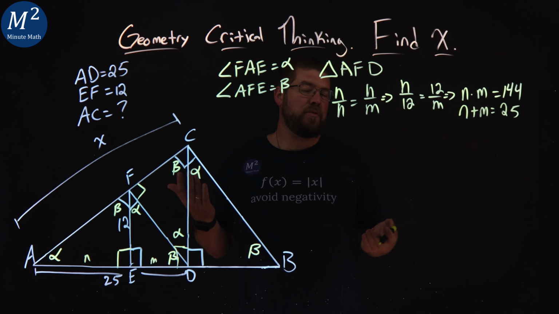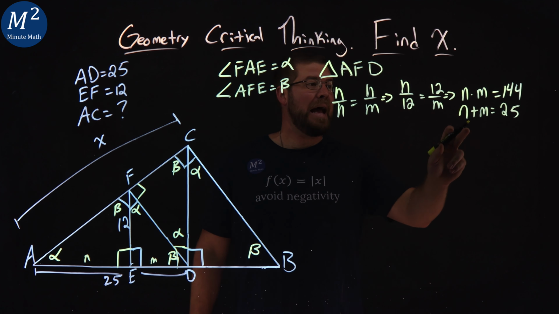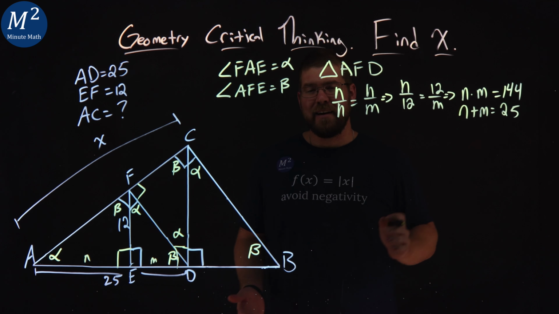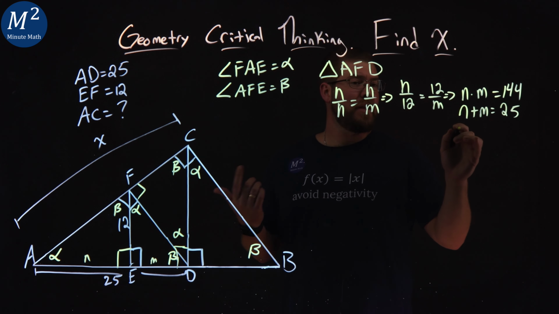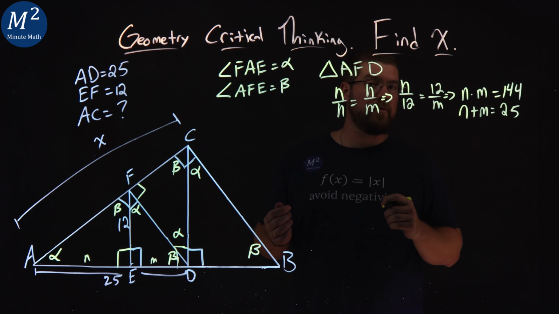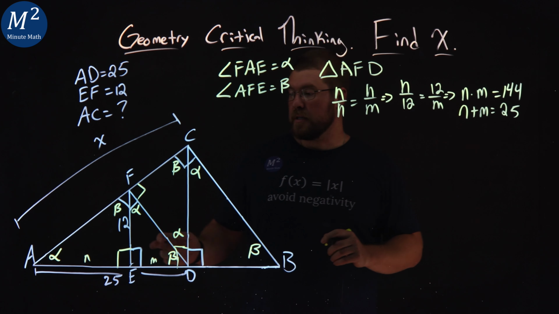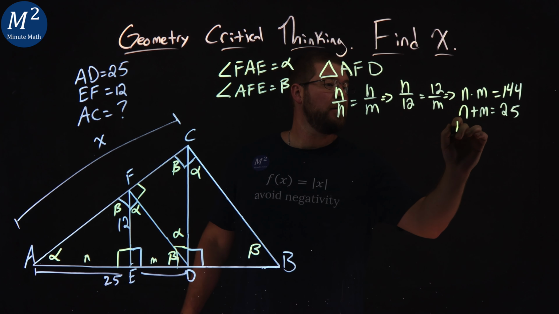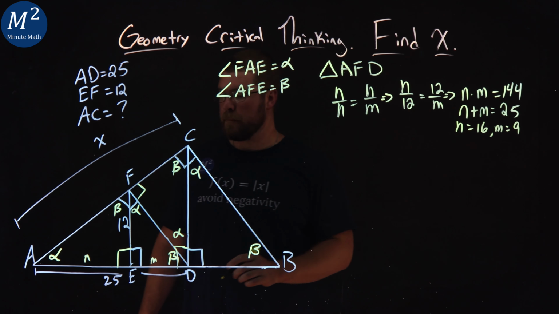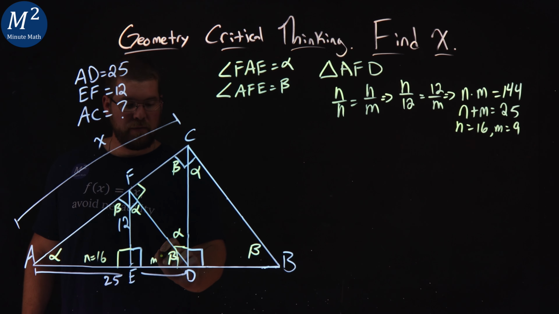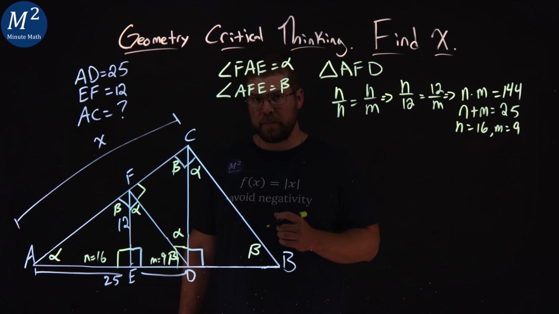And so now we want to ask ourselves the question, what two numbers multiply to be 144, but add to be 25? And that's a 9 and a 16. So in this case here, we have 9 and 16. 9 times 16 equals 144, and 9 plus 16 is 25. The longer sides are N here, so N is equal to 16 and M is equal to 9. So we have a 16 here and we have a value of 9 right there.